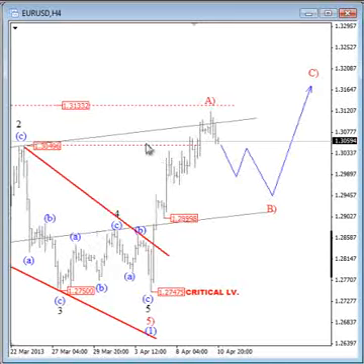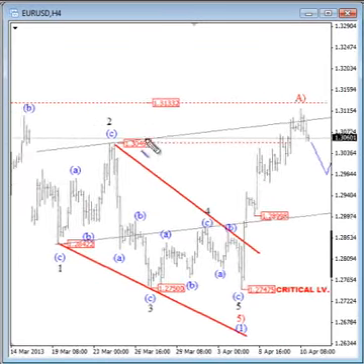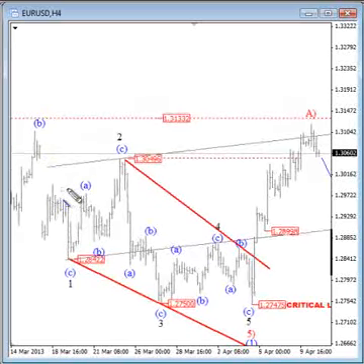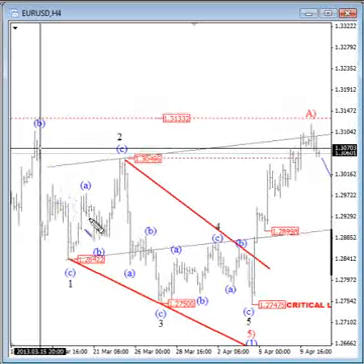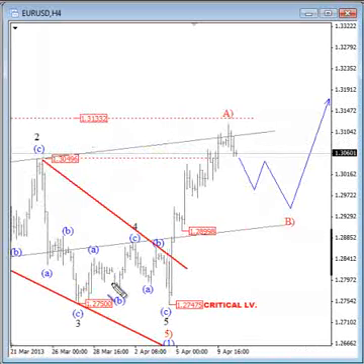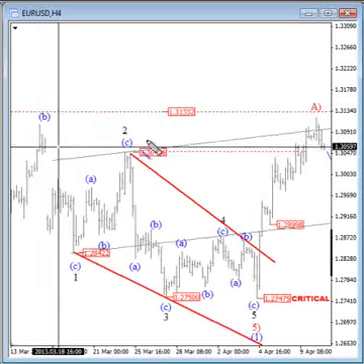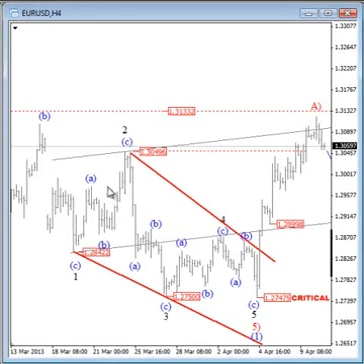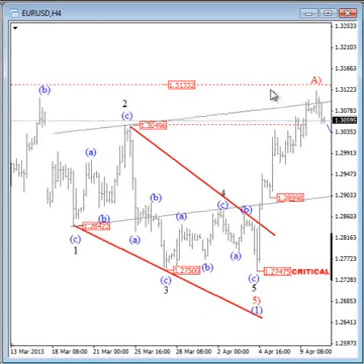Notice that wave A is also now trying to reverse lower from this gap zone from mid-March, when the euro dollar gapped lower for almost 160 pips. So usually, as you know, these gaps, once they are filled, will tend to cause a reversal in the trend. Okay, so this has happened here.